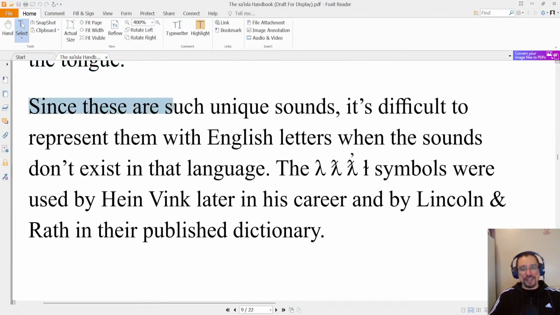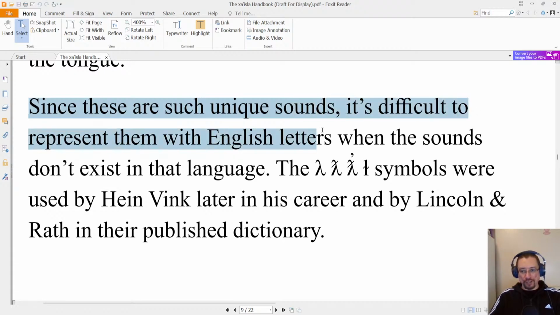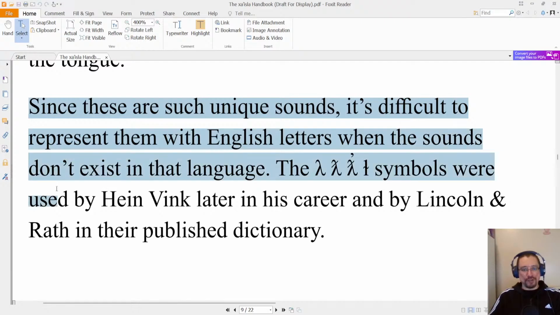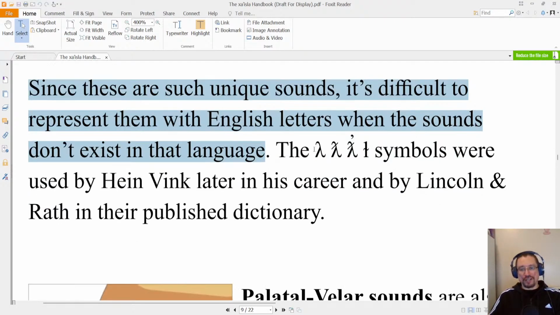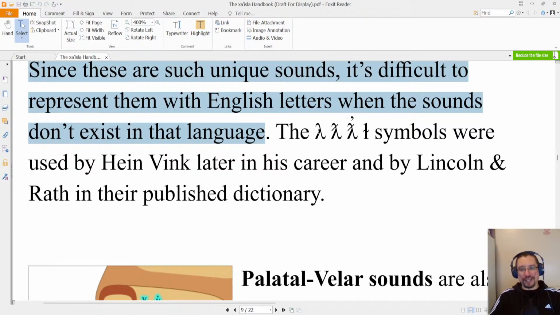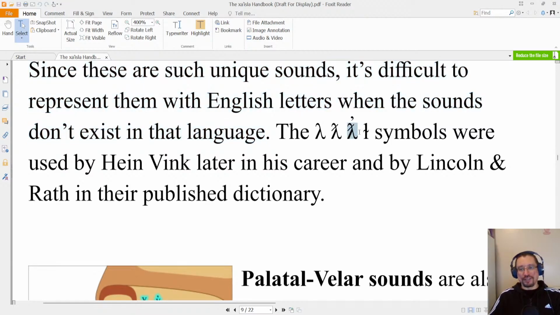Now, since these are such unique sounds, it's difficult to represent them with English letters when the sounds don't exist in that language. So some of these sounds don't have English equivalents. Like the ejective barred lambda has no English equivalent. There's no sound in English, and there's no sound in English either. There is in Welsh.